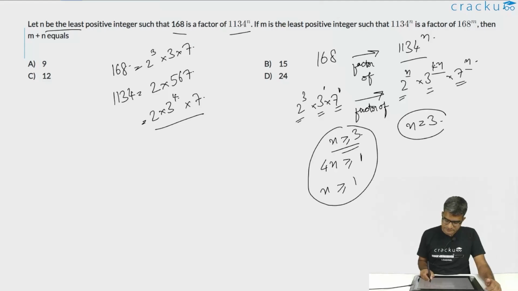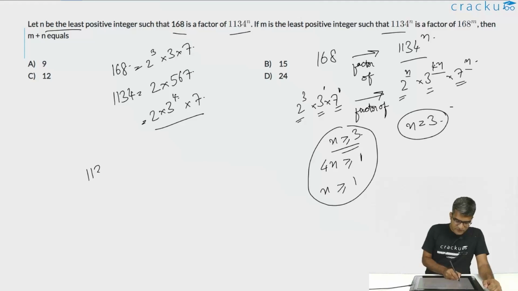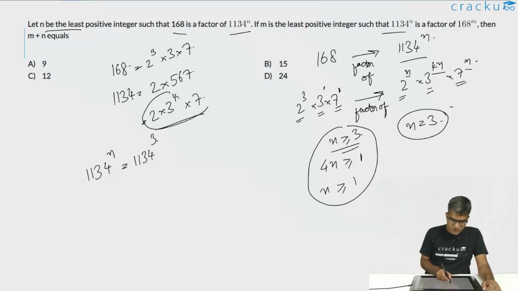equal to 3. Once we are told this, we are also told that m is the least positive integer such that 1134 to the power n is a factor of 168 to the power m. What is 1134 to the power n? 1134 to the power n is equal to 1134 whole cube. 1134 is 2 into 3 to the power 4 into 7. So this is equal to 2 cube into 3 to the power 12 into 7 cube.